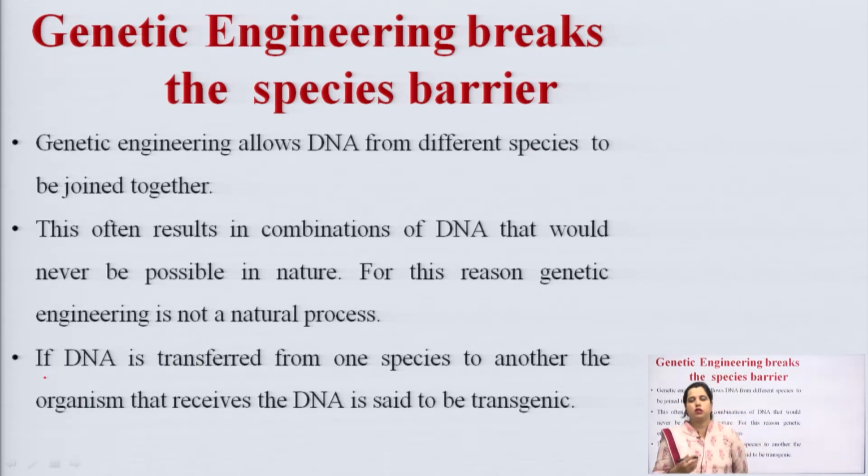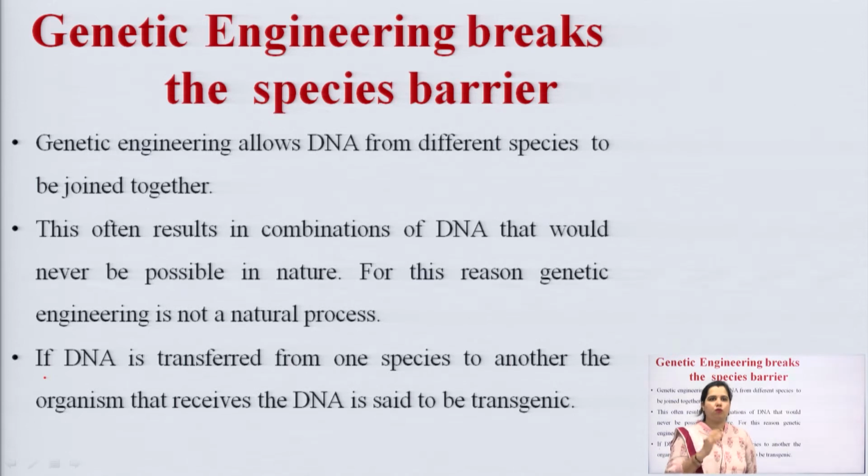Genetic engineering breaks the species barrier. Yes, genetic engineering allows DNA from different species to be joined together. Of course, we are modifying or altering at the genetic level. Why are we doing this genetic modification and alteration? To get higher functional species. This often results in a combination of DNA that would never be possible in nature. So, it is not natural. Basically, this process is artificial. We are generating highly active genetic species from natural sources. That is why it is called a genetically modified organism or species. This often results in a combination of DNA from two different sources to make a new one. For this reason, genetic engineering is not a natural process.